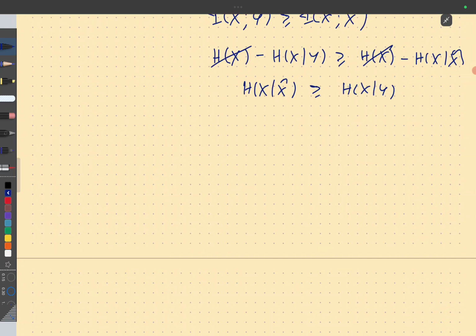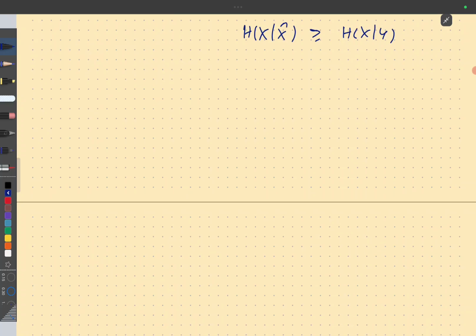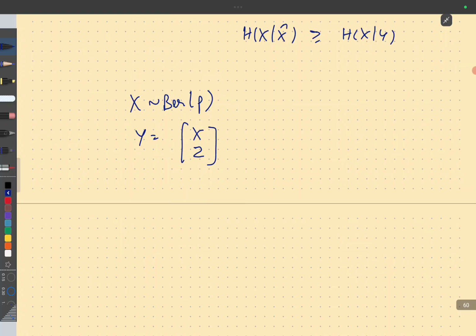Why not? So again, a trivial example over here. Let's say that x is Bernoulli p. Y is a vector which is x and z, where z is a Gaussian random variable independent of x. Okay, and x hat is just the first component of y, which is just equal to x.